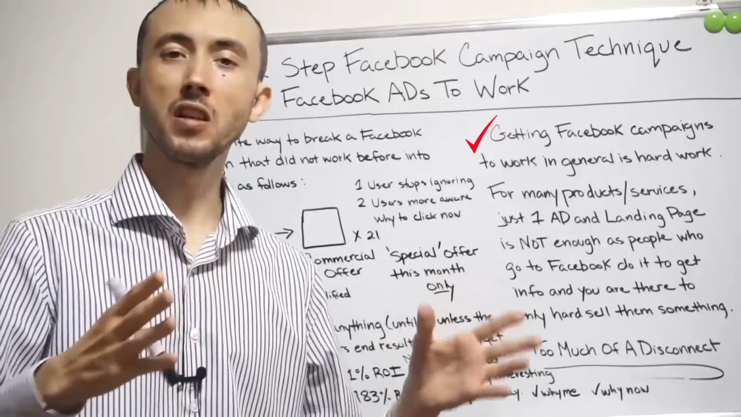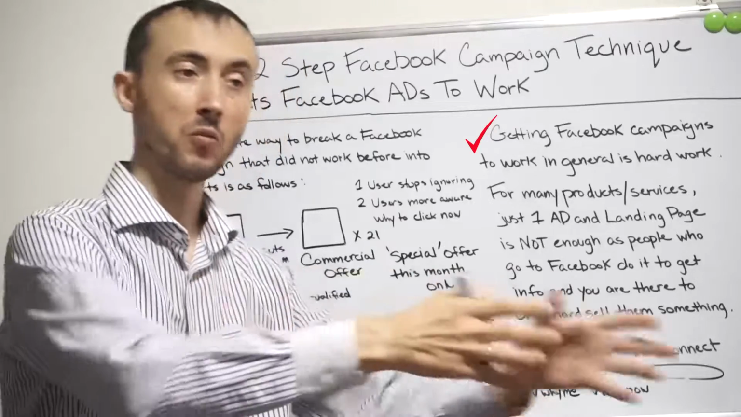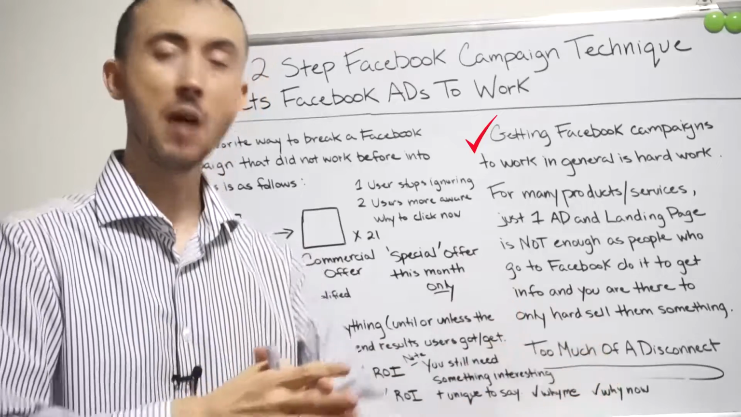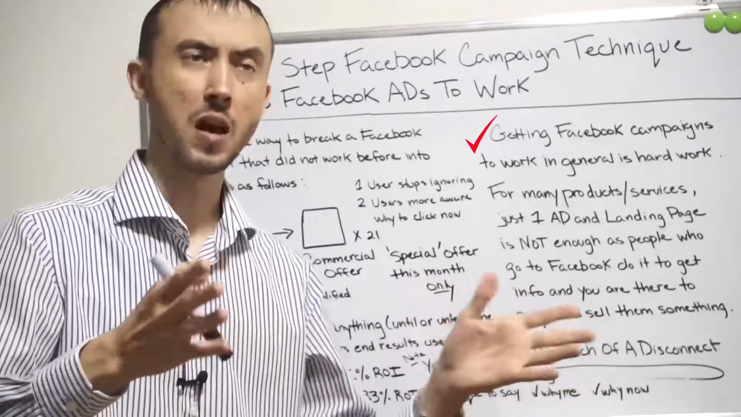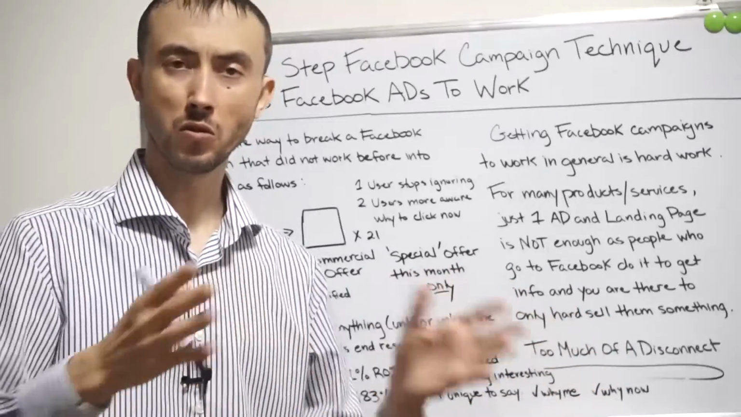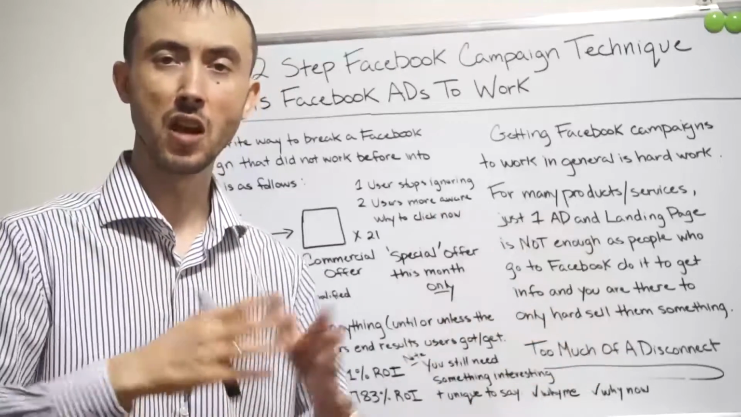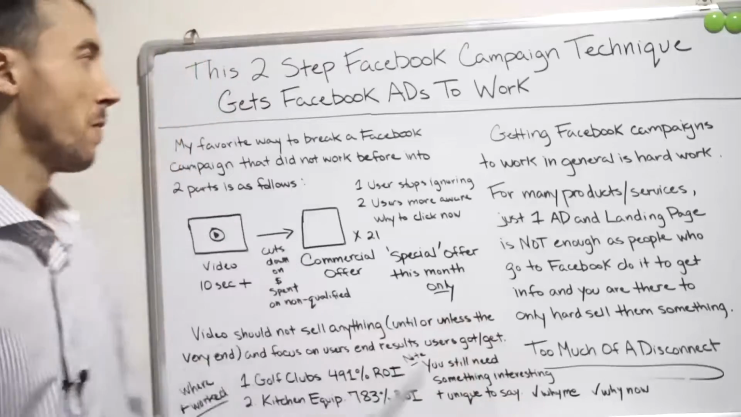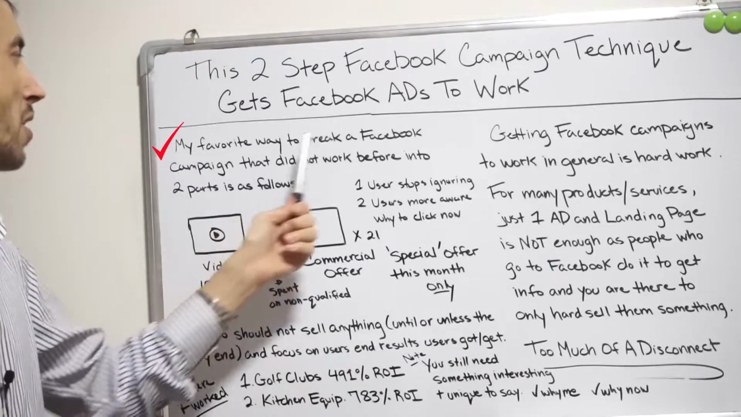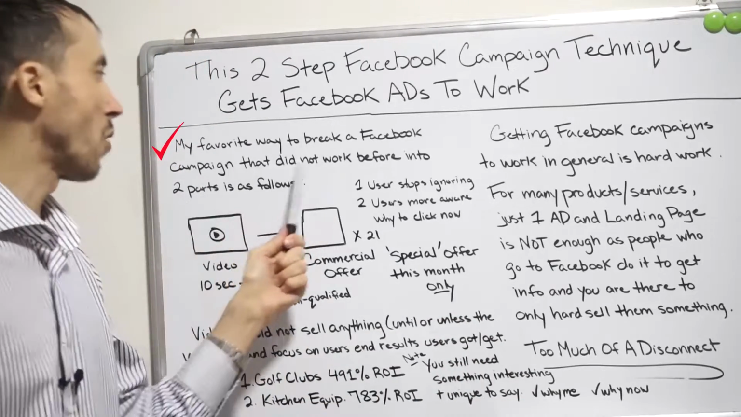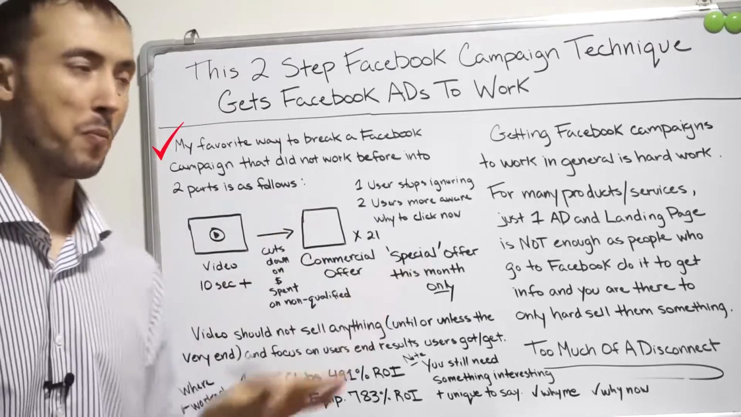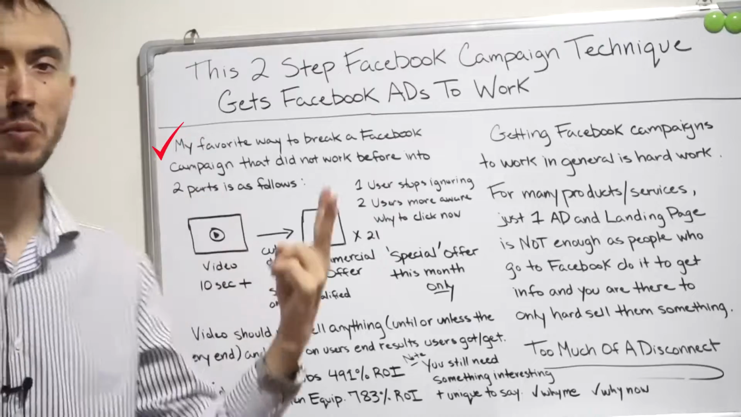And ultimately, if you lead with the results, you'll get a lot more attention on your product or service through the advertising channel of Facebook. You'll end up with a lot more sales in the process. So what does this look like? My favorite way to break a Facebook campaign that did not work before is to divide it into two separate parts as follows. So we'll have two separate ads.